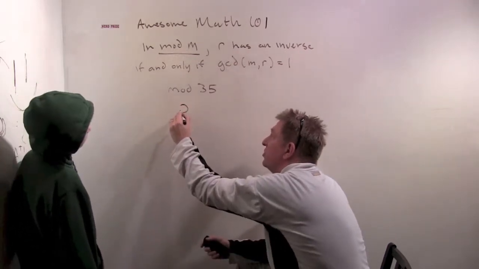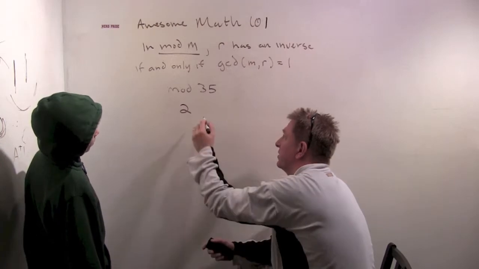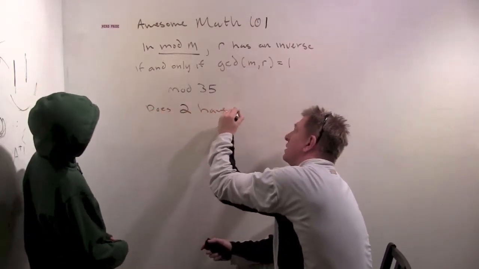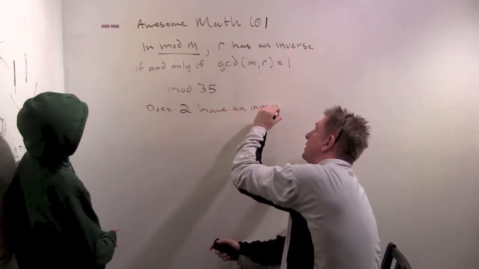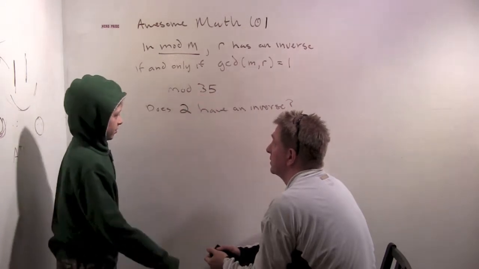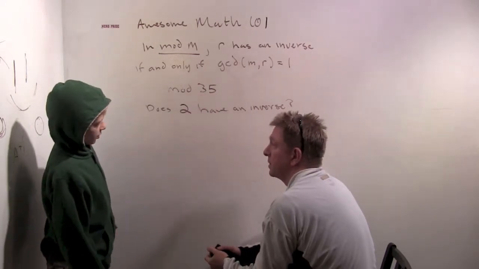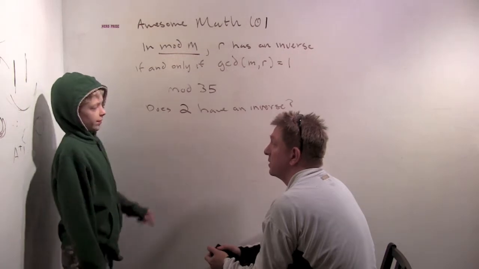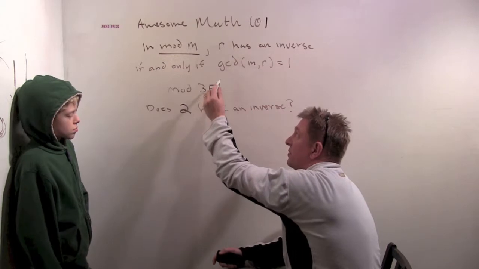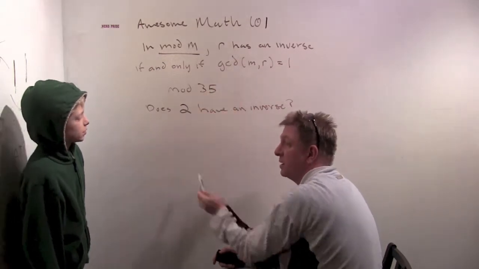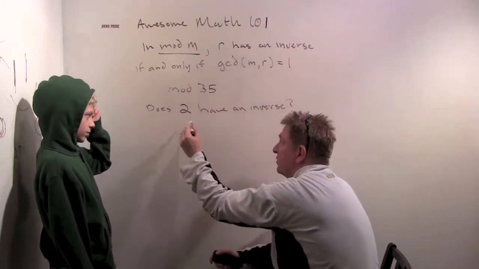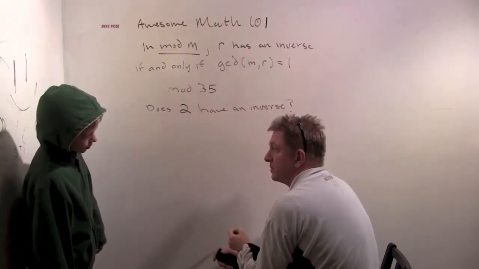Let's look at, does 2 have an inverse, mod 35? Well, 35 is just 7 times 5. They have no greatest common divisor other than 1, so 2 does have an inverse. Okay, so let's find it then. So our theorem, because 2 and 35 have no common divisor other than 1, it should have an inverse. So what is the inverse of 2 in mod 35?